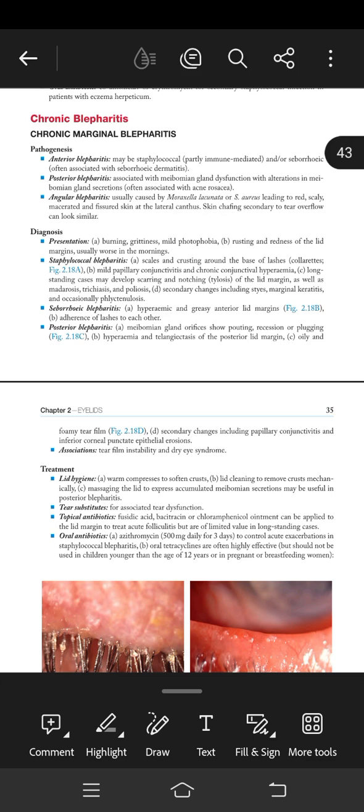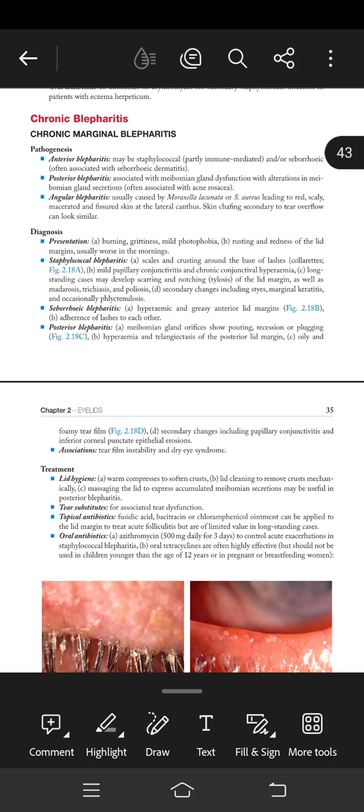Then posterior blepharitis is associated with MGD, that is meibomian gland dysfunction, with alterations in meibomian gland secretions, often associated with acne rosacea. Then we have angular blepharitis. It is caused by Moraxella lacunata or Staph aureus, leading to red, scaly, macerated, fissured skin at the lateral canthus. Skin chafing secondary to tear overflow can look similar.